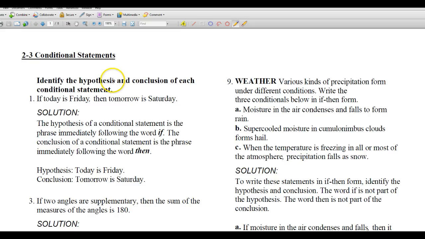Okay, this is section 2.3, conditional statements. Identify the hypothesis and conclusion of each conditional statement. If today is Friday, then tomorrow is Saturday. The hypothesis of a conditional statement is the phrase immediately following the word if. The conclusion is the phrase immediately following the word then. So in this case, our hypothesis would be today is Friday, and our conclusion would be tomorrow is Saturday.